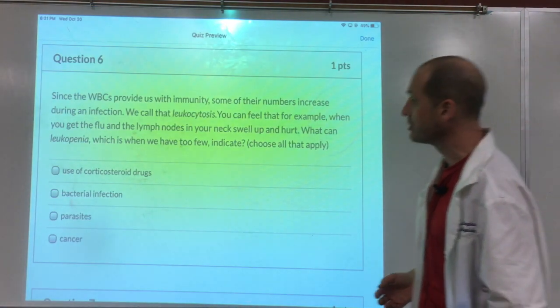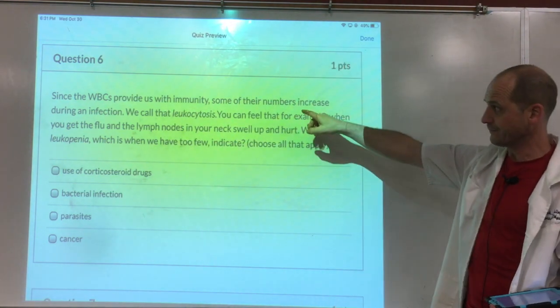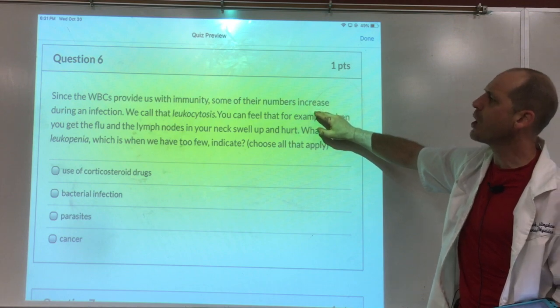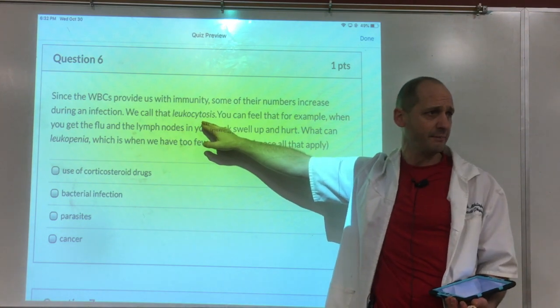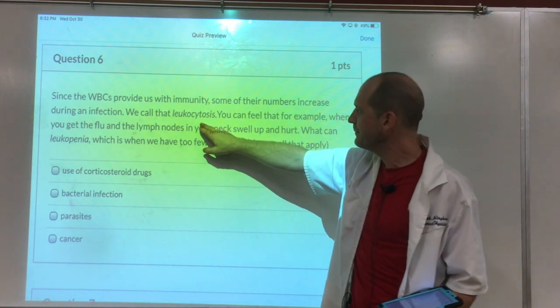Now we go to the white blood cells. They give us the immunity, thank God. Some of their numbers increase during an infection. We call that leukocytosis, and osis is a disease kind of thing. A pathologist then, when you see osis.